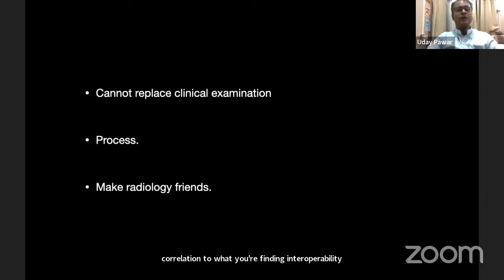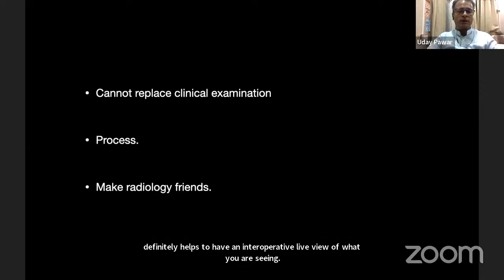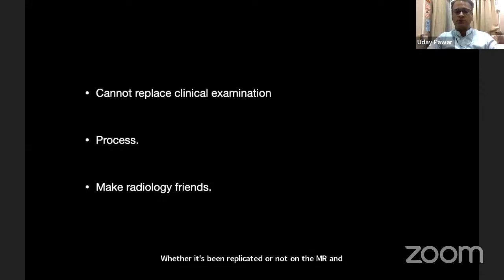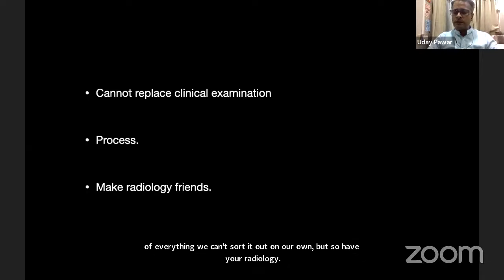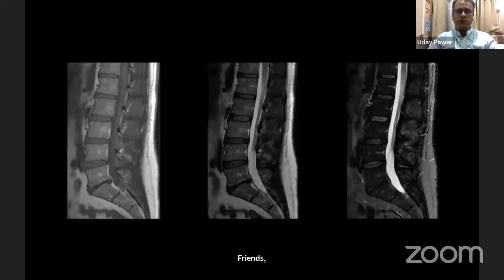Once the surgery is done, go back and see the MRI and see whether you have found exactly the same fragment or decompressed it. Going back and forth from the MRI to the intraoperative findings definitely helps. Being surgeons, it helps to have an intraoperative live view of what you're seeing, whether it's been replicated on the MRI, and whether you have dealt with the pathology or not. And obviously, have your radiology colleagues. We can't sort out all the nitty-gritties on our own, so have your radiology friends and make good conversation with them.